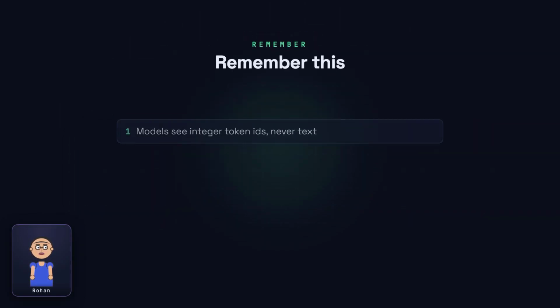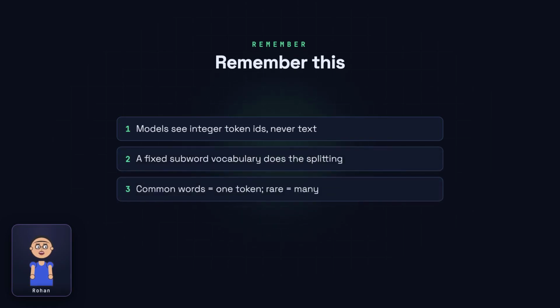To wrap up, the model only ever sees integer token IDs, produced by a fixed subword vocabulary. Common words are a single token, rare ones fragment into several, and both spacing and casing change the IDs you get. Keep this mental model close, because every next step, embeddings, attention, generation, begins with these tokens.